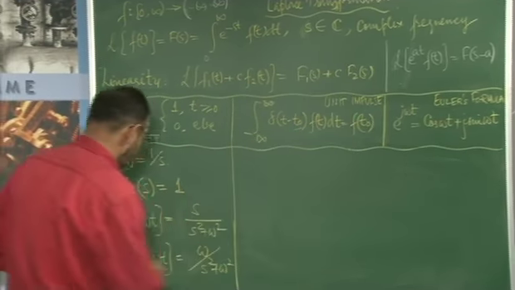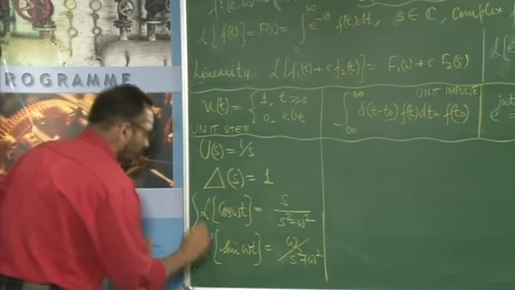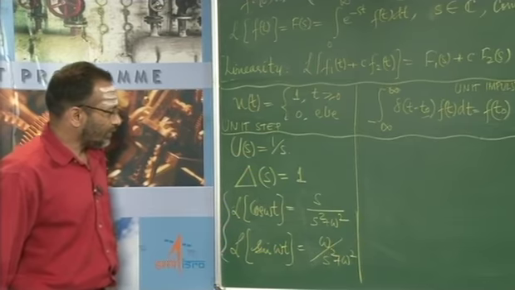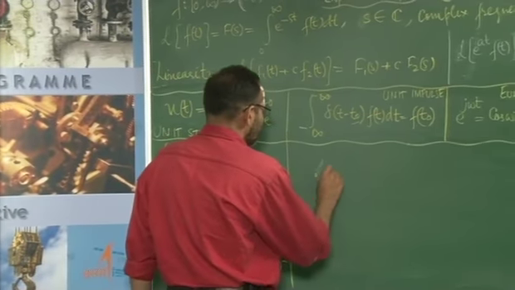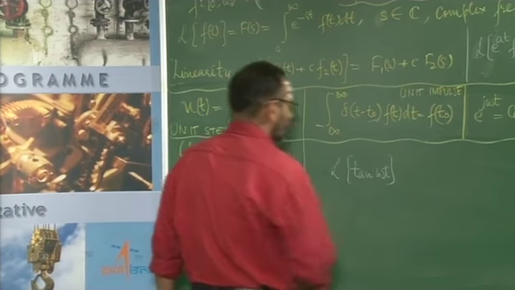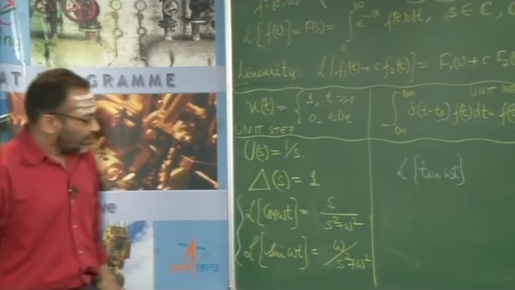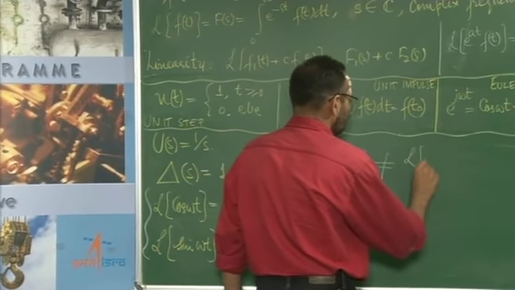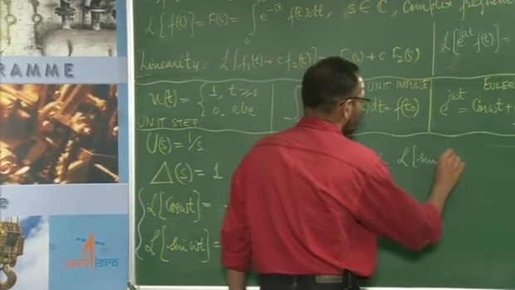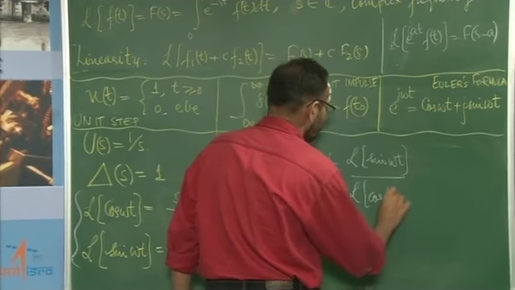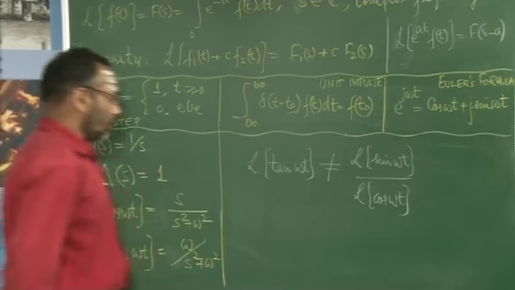For instance, there is the usual confusion. I have the Laplace transform of cos omega t, the Laplace transform of sin omega t, and if I were to ask what is the Laplace transform of tan omega t, please understand, it is not, for instance, the Laplace transform of sin omega t divided by the Laplace transform of cos omega t. This is not what it is.